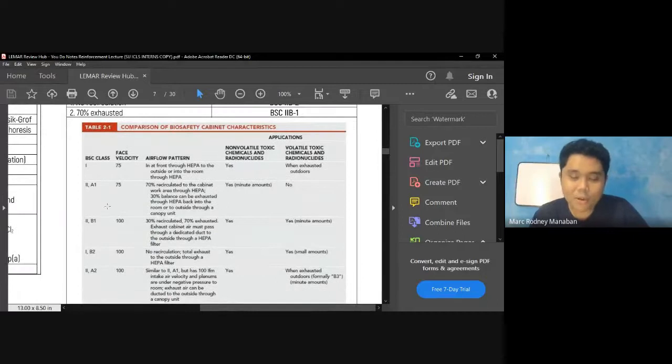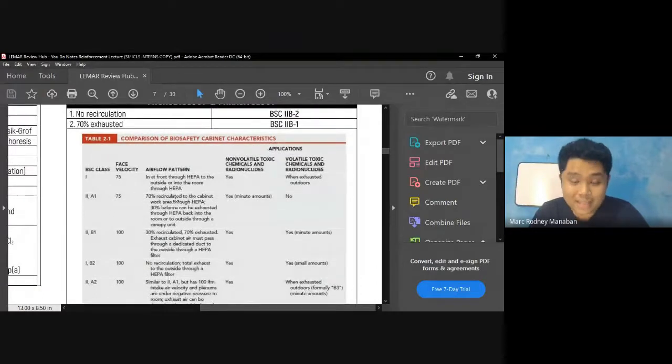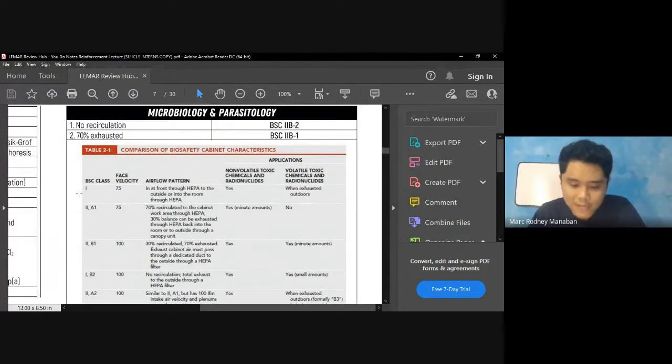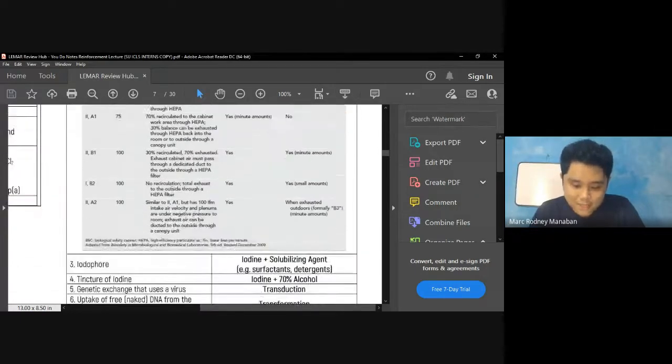Anyway, this table is from Bishop. This is where the questions for BSC are usually taken from. And if there is a picture in Dr. Rodriguez's lecture, you can also use that. But just take note of the keywords: for 70% exhausted, what percent of air is recirculated? 30%. All right, so that's for your BSC.